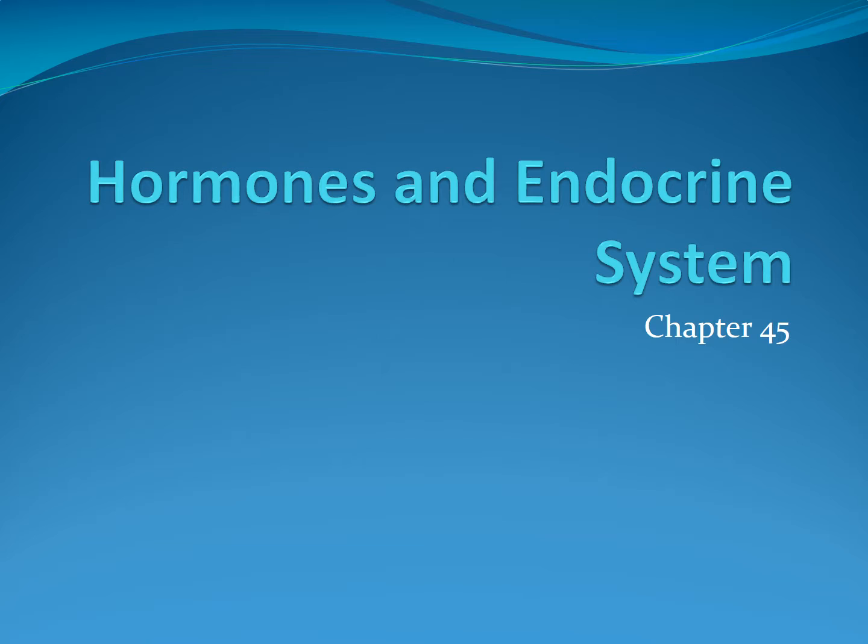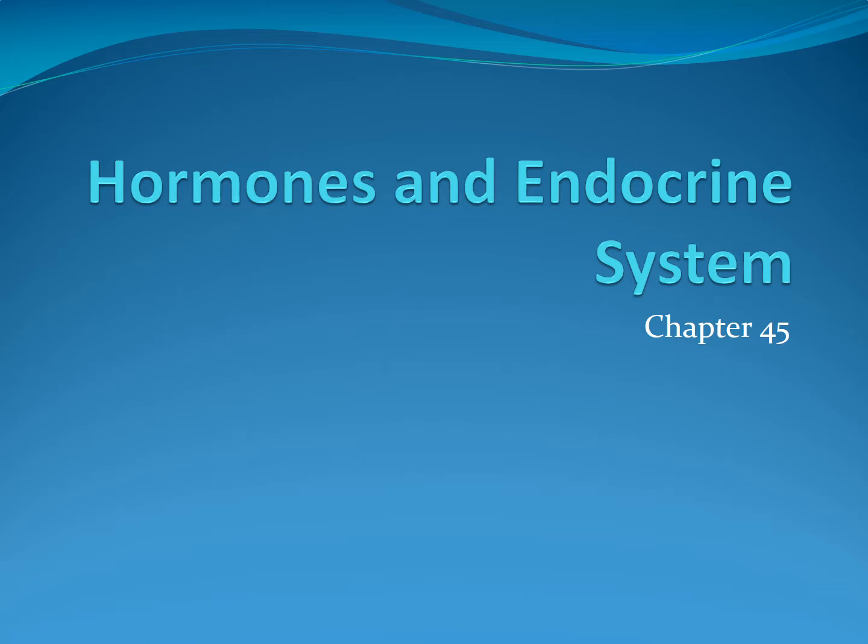So as I said before, there are three systems that are essential to know for the AP exam. That would be the immune system, the endocrine system, and the nervous system. So in chapter 45, we're going to look at the endocrine system. You're not going to have to know every single one of these hormones, but there are certain hormones that you should be able to recognize.